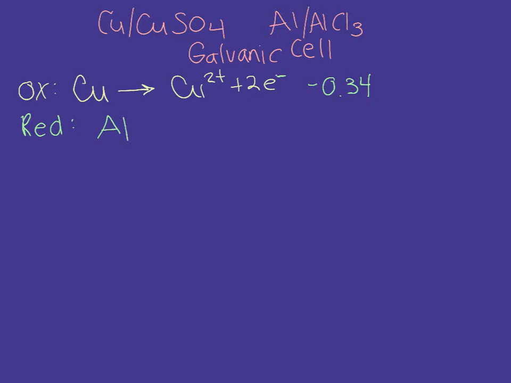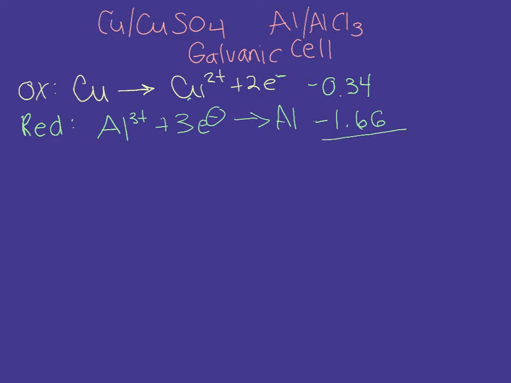So the key thing when you're doing this is one needs to go from the metal to the ion, and then the other one needs to go from the ion to the metal. So in this case, you would have aluminum 3 plus, and that would pick up 3 electrons, and that would go to aluminum metal. So that would be getting reduced. And we look that up on the table. We don't flip the sign since it's a reduction, and it's a reduction table.